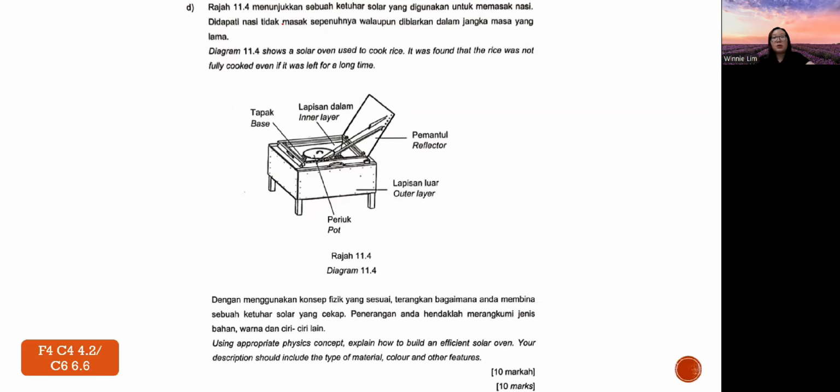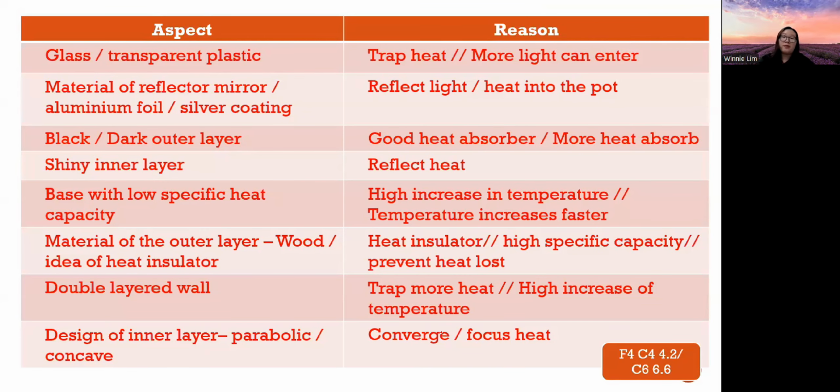So the idea is like that. When your inner layer is like this, that means all your light will shine and reflect inside. So instead of putting the reflector there, okay, then they can converge and focus heat.